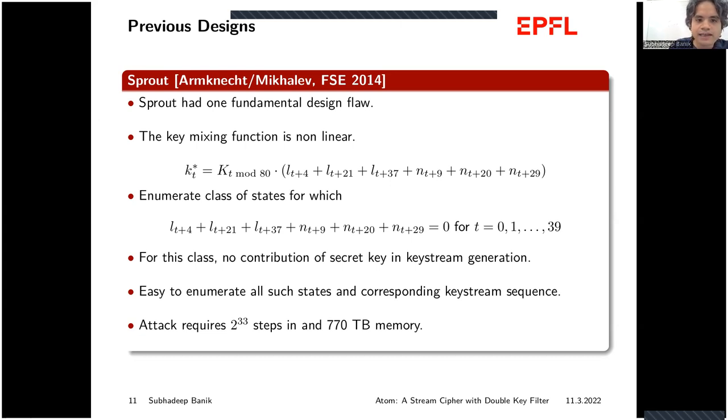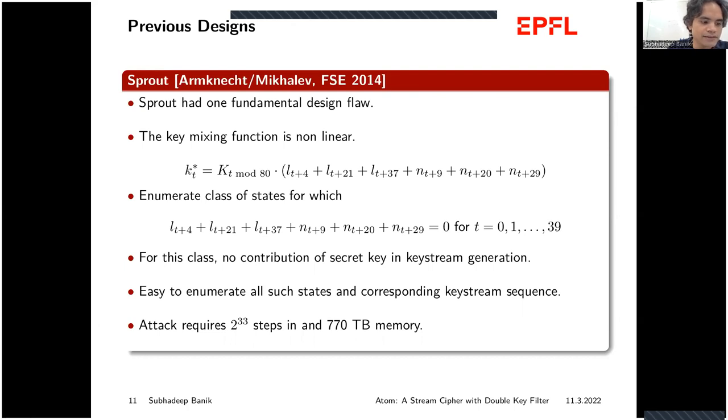But the attackers observed that there is a class of states, a class of weak states, for which this sum is zero for 40 consecutive iterations. Now, when this happens, the contribution of the secret key to the state update function is essentially zero. And for all this class of weak states, it's now possible to devise a function that maps only the internal state to the key stream. It turns out that all such states are easy to enumerate. And so in the offline phase, all the attacker does is to build a list of all such states and the corresponding key stream vectors that they produce and store it in a table.